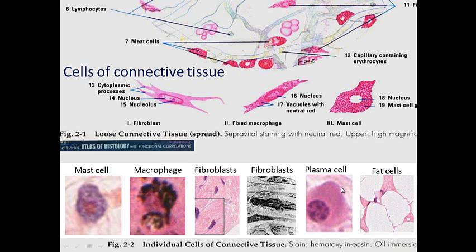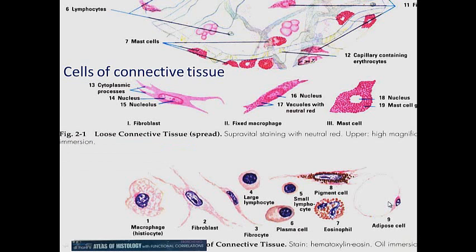Another cell is a plasma cell. So the B lymphocytes gave rise to the plasma cell, and this cell is going to produce antibodies. And then we have fat cells, which look kind of like chicken wire. You can see the white here where the fat was located in through there.